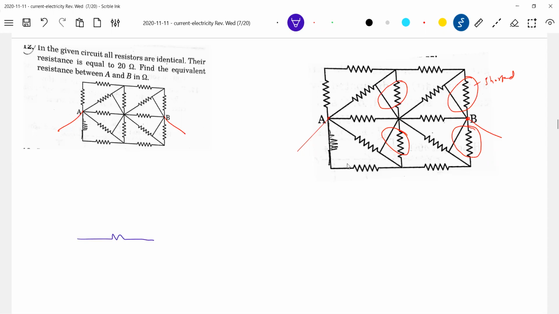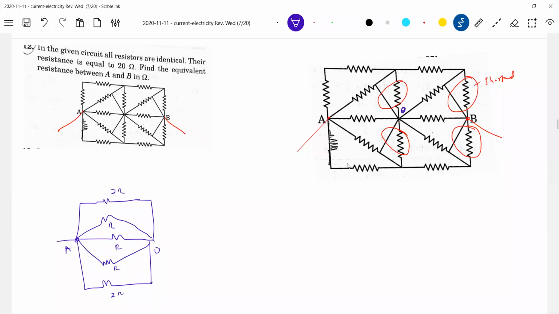So there's a point O, let me indicate. There's a point O. The same thing on the other side, only R will be there. I'm drawing so that it will be convenient for you. It need not be exactly shaped like this.